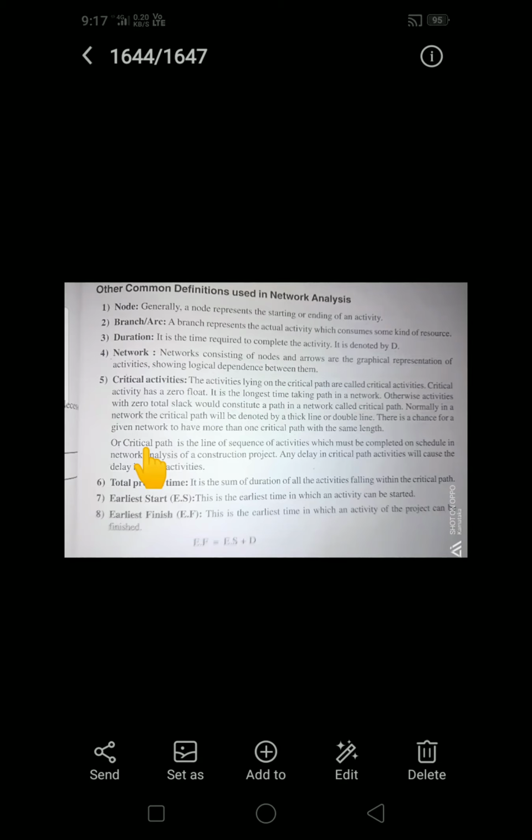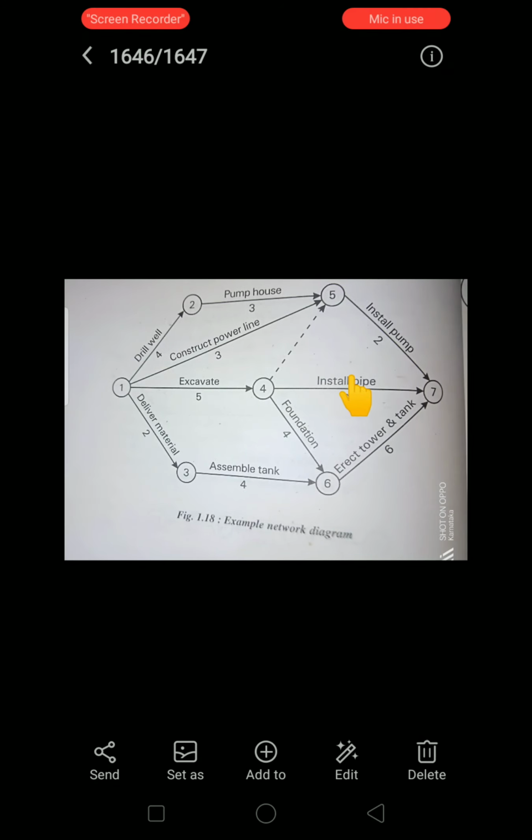Next coming to the network. A network consists of nodes and arrows as the graphical representation of activities, showing logical dependence between them. This whole combination is what we call a network, a combination of arrows and nodes. This combination of arrows and nodes shows the interdependency between each other, represented in a logical way. That will be our network analysis.